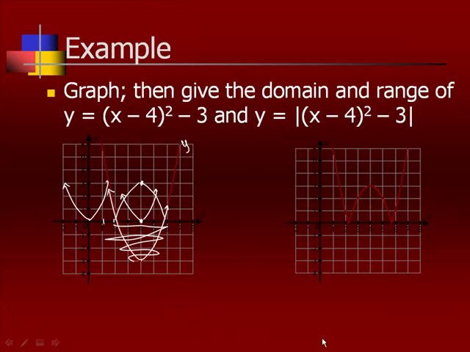Now we're supposed to give the domain and the range. Well, the domain, if you'll notice, the graph goes all the way left, all the way right. So the domain would be all real numbers. The range, because there is no part down below the x-axis, then the range would be from 0, which is a bracket, up to infinity.